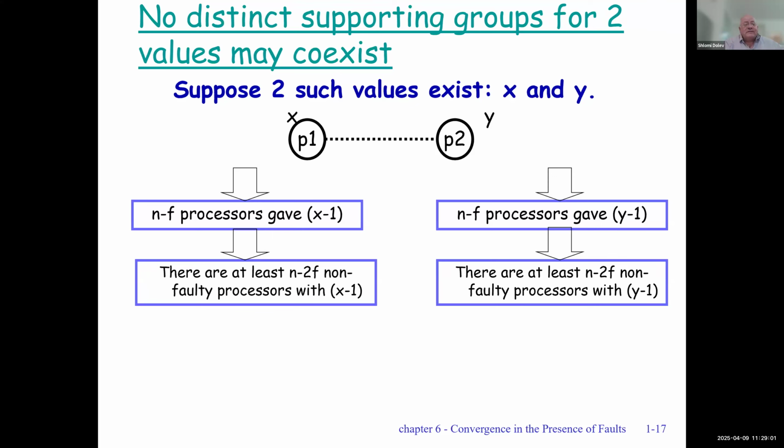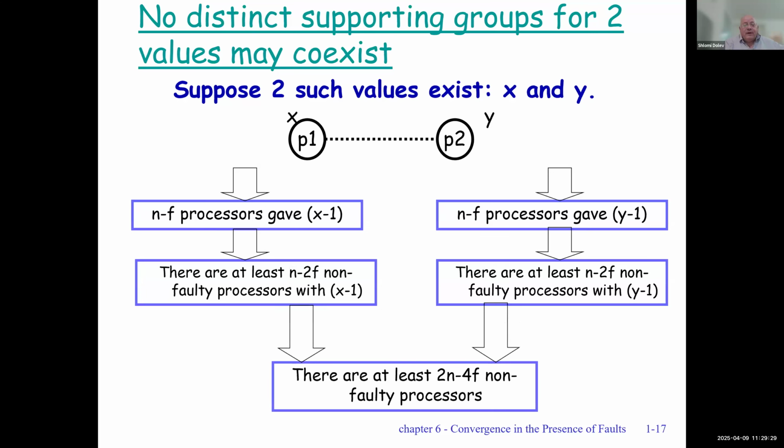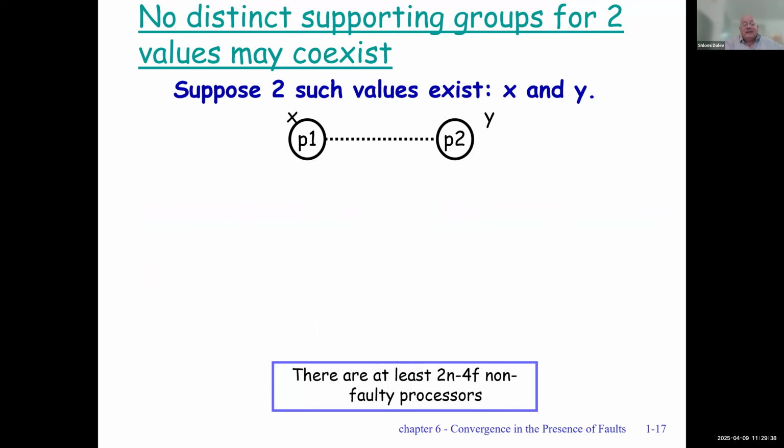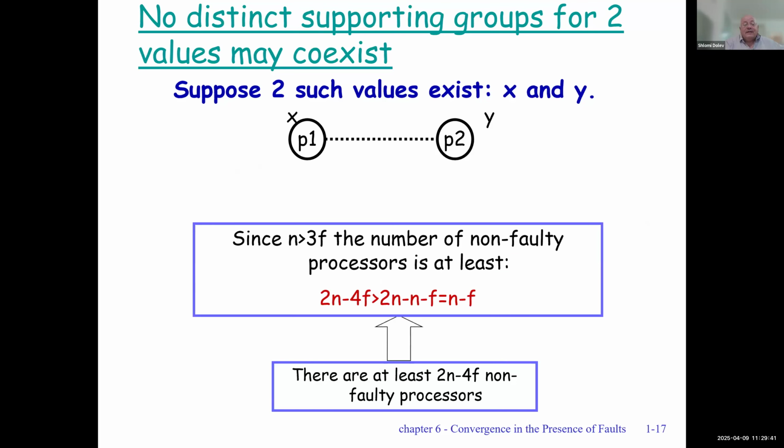And they can say to x, we are with you, and to y, we are with you. So they can be counted twice. So if you look at what happened on the left, you have n minus 2f non-faulty processors with x minus 1. This is for sure after reducing the max number of faulty messages, and the same on the right with y minus 1. And now if we add them together, there are at least 2n minus 4f non-faulty processors.